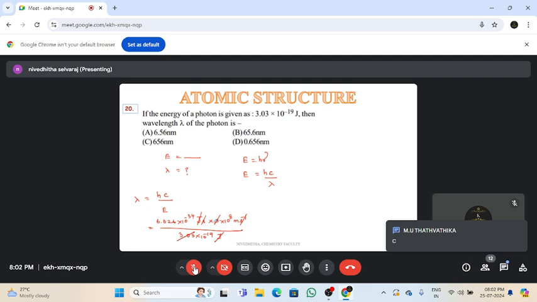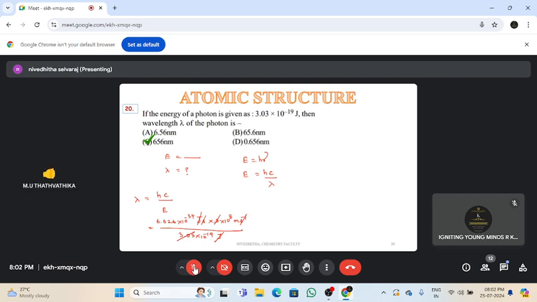Divya's answer and Tatvatika's answer is option C. Okay, right. So the answer is option C. So we have to express the wavelength in terms of nanometer. So 10 power should be like 10 power minus 9, right? Fine. So shall we move on to the next question? Shall we? Okay.